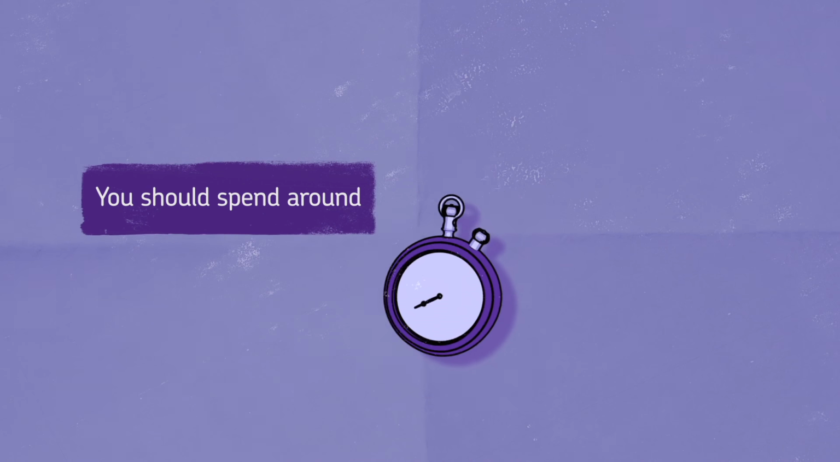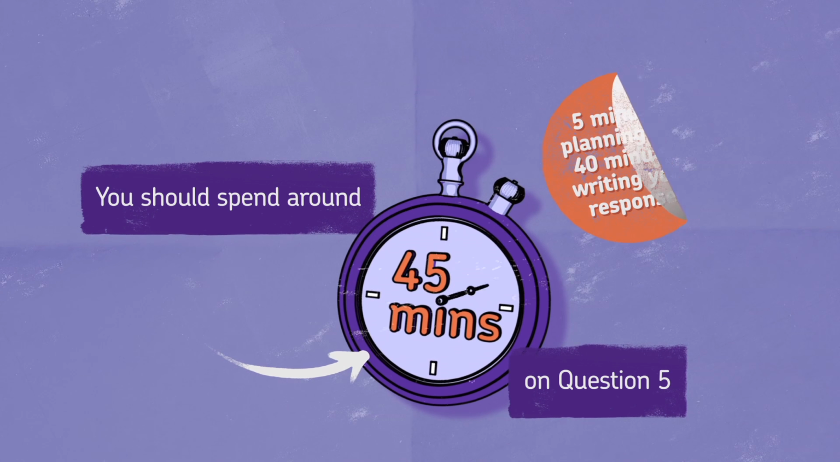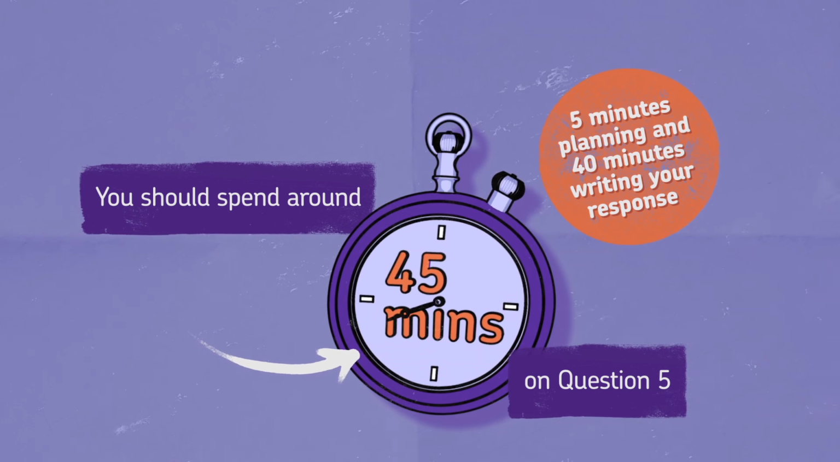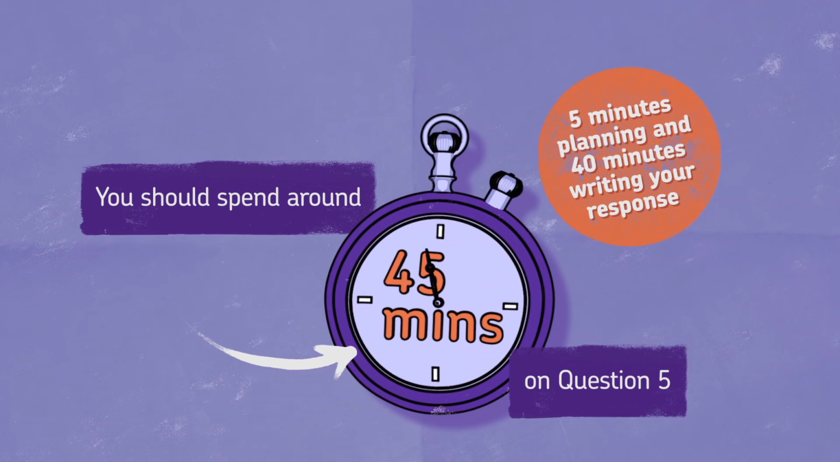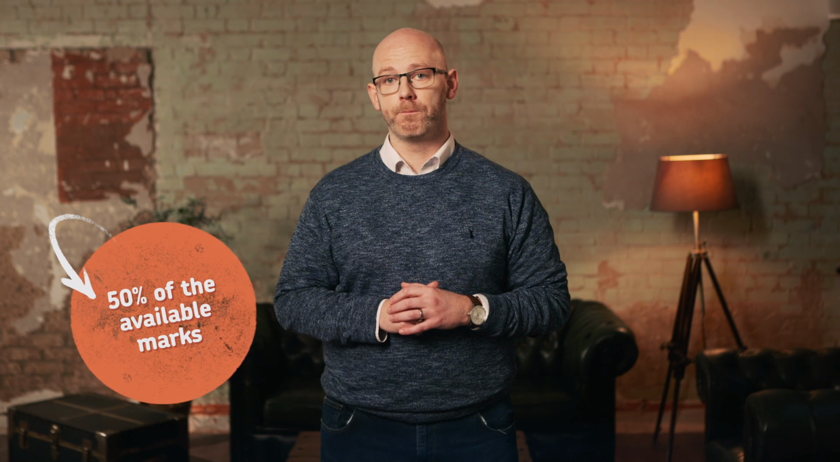You should spend 45 minutes on Question 5, 5 minutes planning and 40 minutes writing your response. A simple way to remember timings is to use the number of marks for how long you should spend answering the question. It's important that you use all of the available time when you answer the question, as it's worth 50% of the available marks on Paper 1.